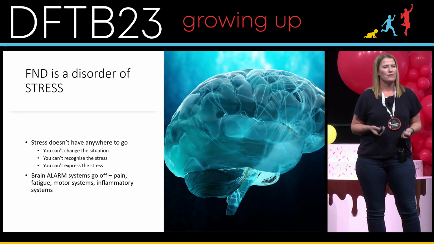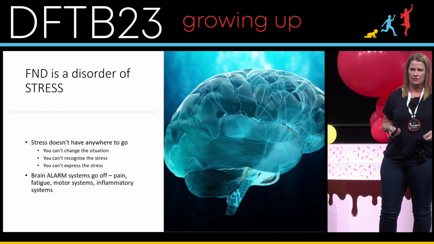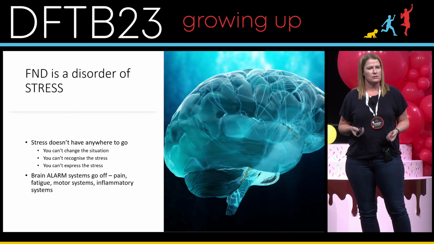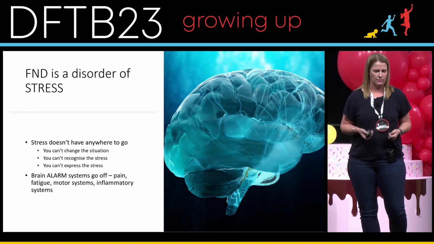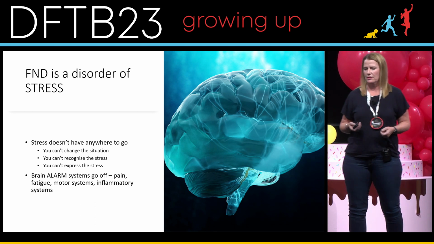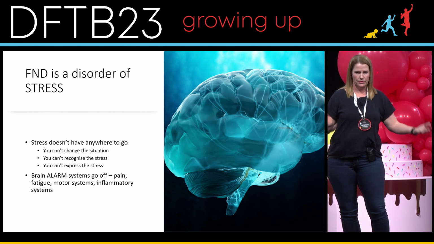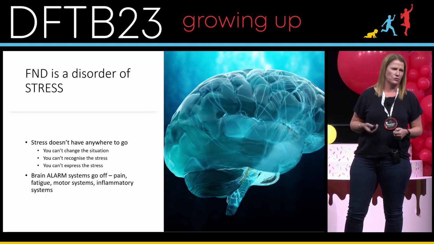The stress doesn't have anywhere to go. So the young person may be in a situation that they can't change. It might be significant domestic violence. It might be that they don't recognise the stress, they have trouble even relating to it, or they can't express the stress because it can't be heard, it can't be tolerated within the family. What happens is it starts to build up and the brain alarm systems start to go off, and we get symptoms like pain, fatigue, the neurological type presentations in the motor system, and we even see increased inflammatory markers in this cohort.